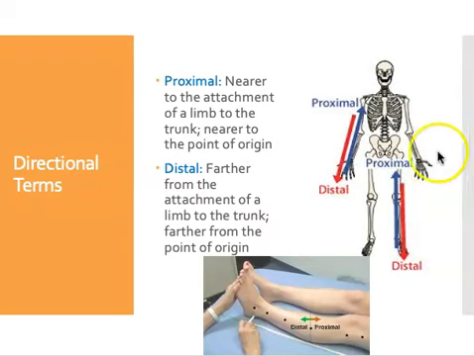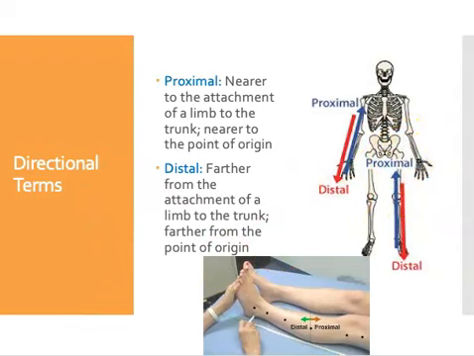So if you look at the diagram over on the right-hand side of the slide, you can see the arrows representing proximal and distal. So if we're referring to structures on the arm, for example, you could say that the shoulder joint is proximal to the elbow joint. Or you could say that the hip is proximal to the knee. You could turn that around and say that the knee is distal to the hip.